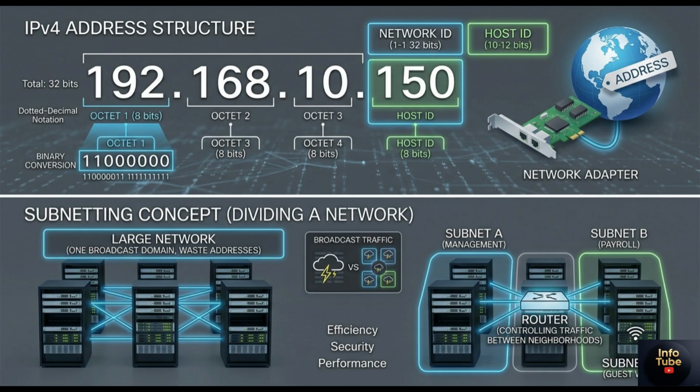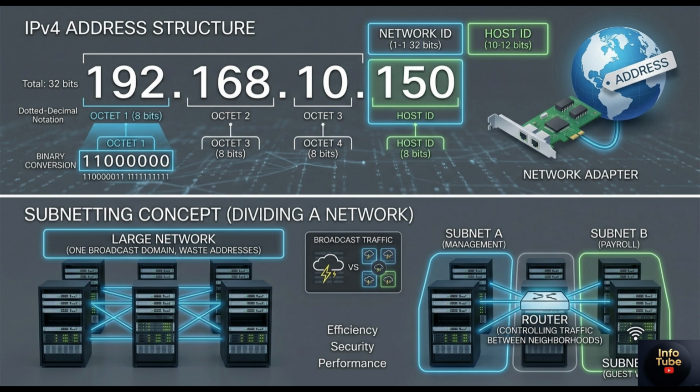If an IP address is a house address, then subnetting is the act of dividing a giant city into smaller, organized neighborhoods. By default, some networks are massive. If you put thousands of devices in one single room, one network, they would create so much background noise, broadcast traffic, that the network would slow to a crawl. Subnetting allows us to take a large block of IP addresses and chop it up into smaller, private sections.